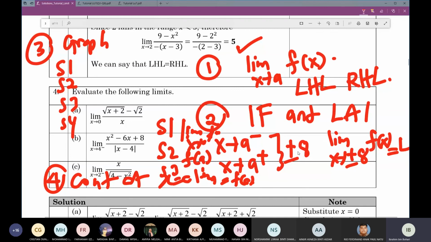Yeah. Dia ada 4 benda saja untuk LU7 ni. Kalau 4 benda you boleh faham dan boleh buat, saya ingat tak ada masalah.